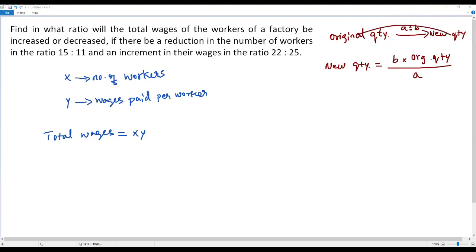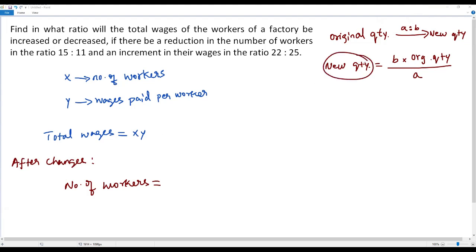Now we can use this to get the number of workers of the factory after it is decreased in the ratio 15 to 11. Let me write here: after changes. After the two changes, let me find the number of workers first. After changes means I am going to find the new quantity. We already know that originally we have X number of workers. After the workers are reduced in the ratio 15 to 11, what is the number of workers? For that, we multiply the second term of the ratio, 11, by the original quantity, according to the formula we have here. The original quantity is nothing but X, the number of workers.